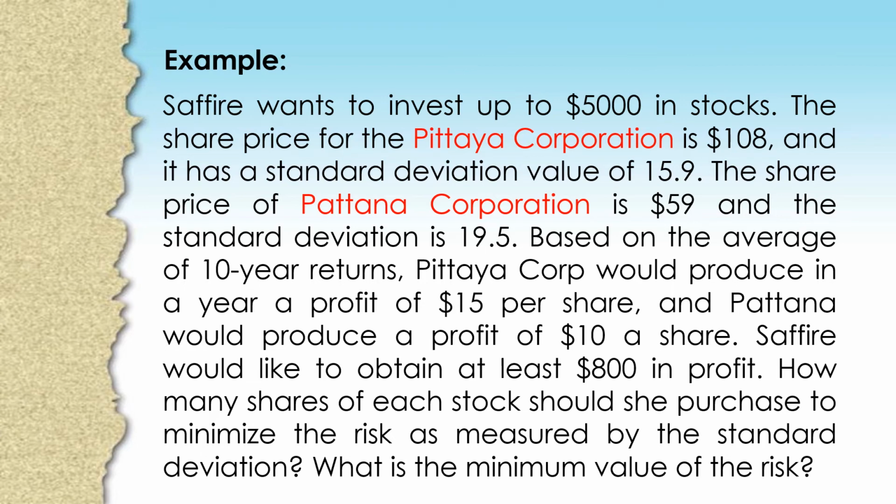Based on the average of 10-year returns, Pitaya Corporation would produce in a year a profit of $15 per share, and Patana would produce a profit of $10 a share. Sapphire would like to obtain at least $800 in profit. How many shares of each stock should she purchase to minimize the risk as measured by the standard deviation? What is the minimum value of the risk? So your keyword for minimization is the word minimum.